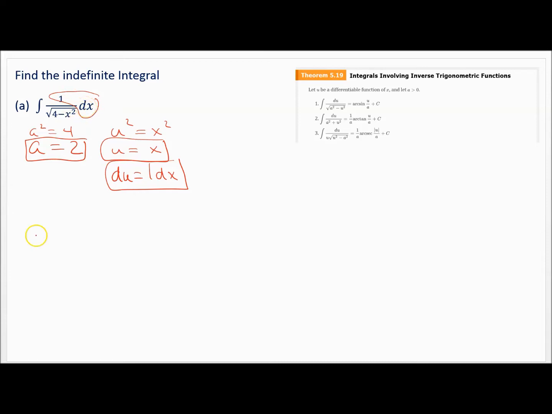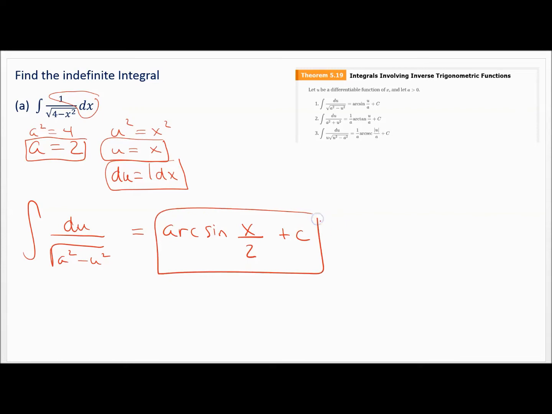Okay, so this gives us the form, the integral of du over the square root. That is a squared, because 4 is a squared, minus u squared. That's exactly what we have. So that is arc sine of u over a plus c. So that's going to be arc sine. Remember, u is x, so x over a is 2, and then plus c. Now, another appropriate answer would be inverse sine of x over 2 plus c.